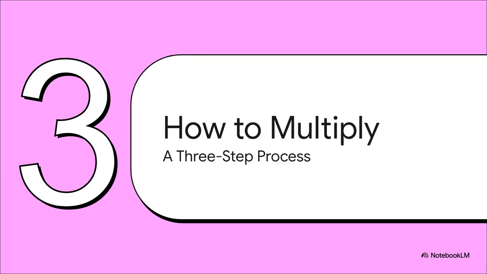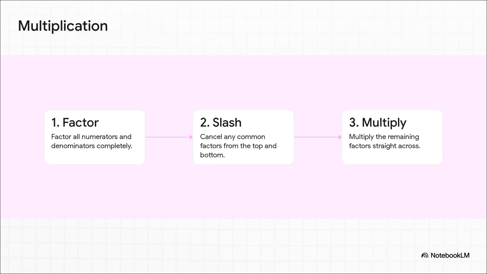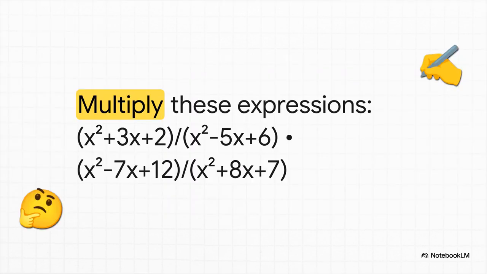Okay, you with me? Let's turn this into a super simple, repeatable process for multiplication. It really just comes down to 3 little steps. And here it is, the whole process. All you've got to remember is 3 words. Factor, slash, multiply. That's your mantra. Step 1, factor everything you possibly can. Step 2, slash or cancel out any of the same factors you see on the top and the bottom. And finally, step 3, multiply whatever's left over. Easy, right?